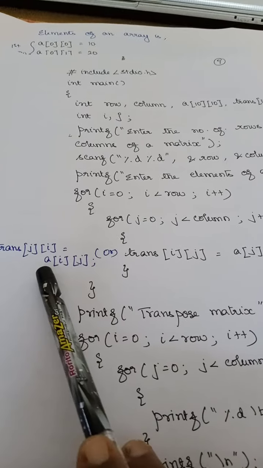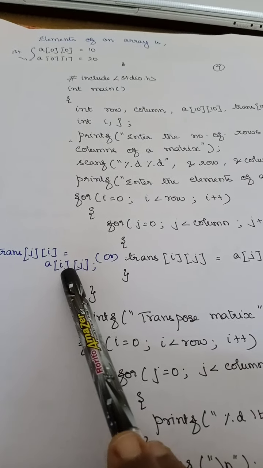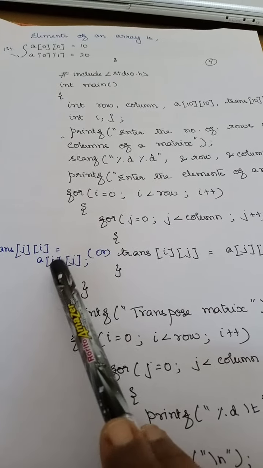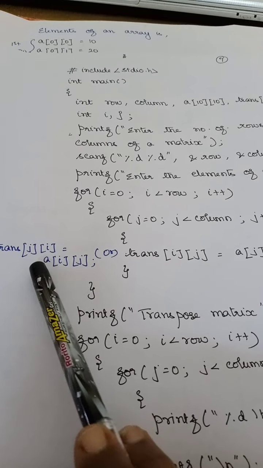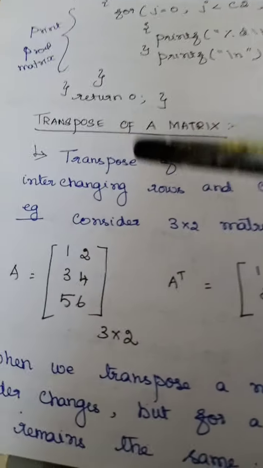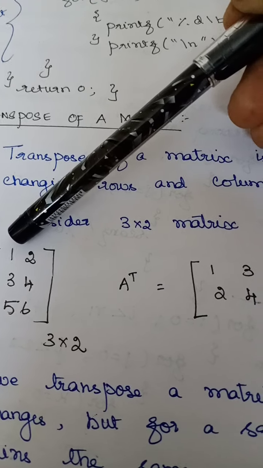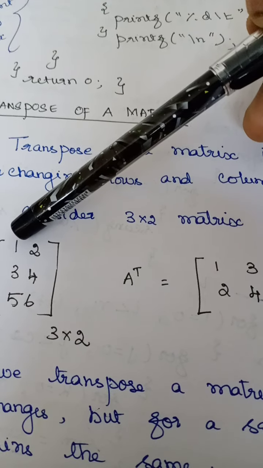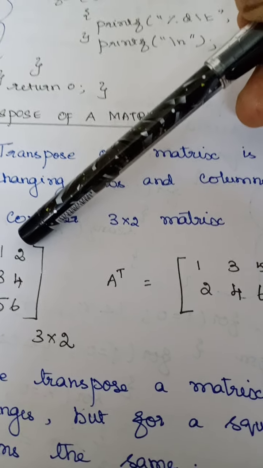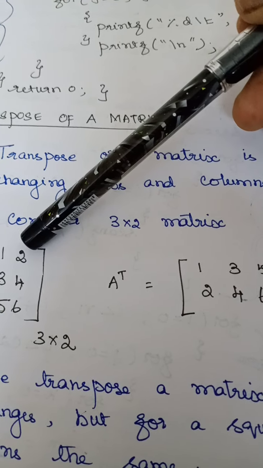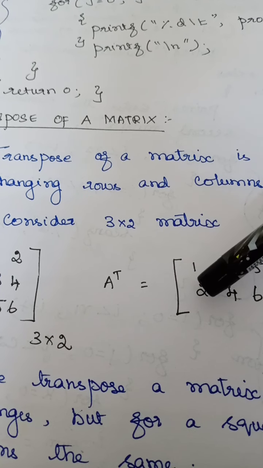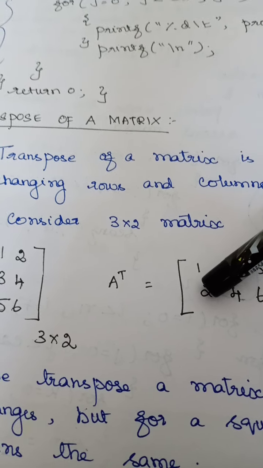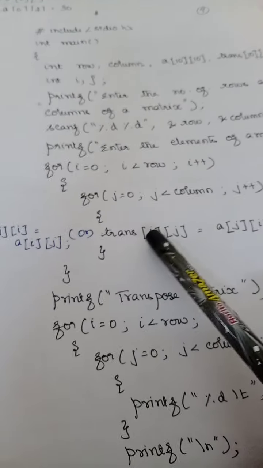Or else I can write it like this: column-row value can be assigned by the row-column value, right? So this is very simple. Here I am taking A of 0, 0, and I am assigning it to trans of 0, 0. Now here this is A of 0, 1, that means 0th row, first column. But I am assigning it to what? Trans of 1, 0. I am interchanging the i and j values. So 1, 0 is what is written here.